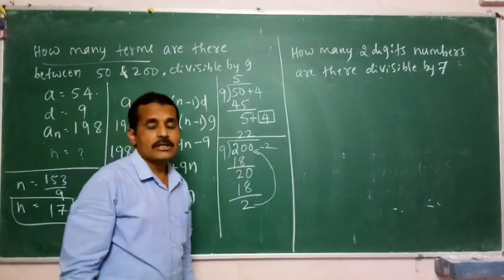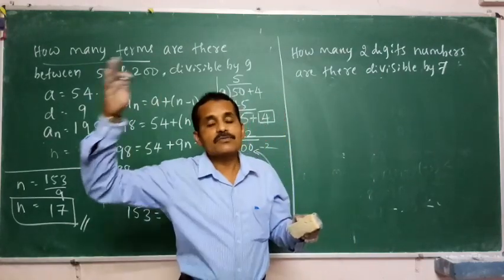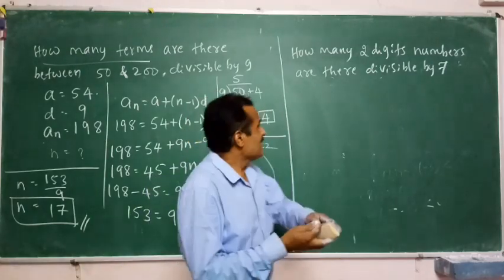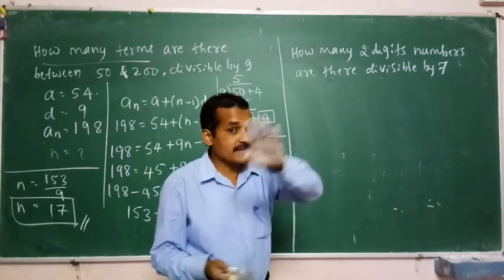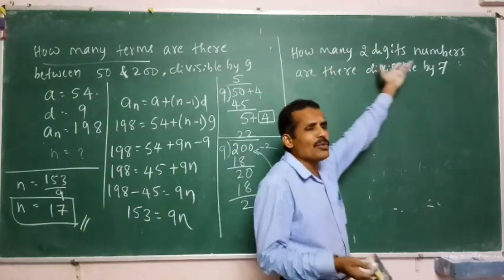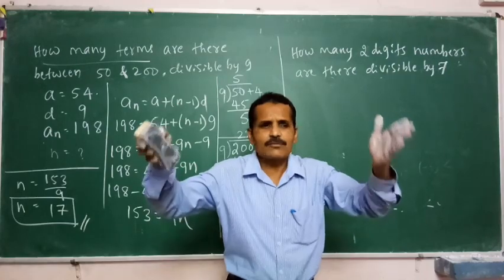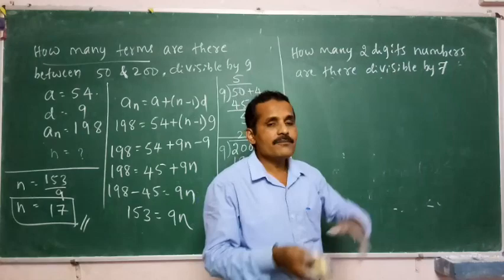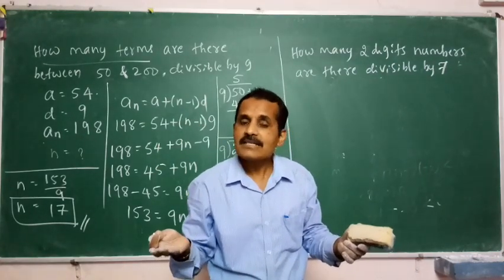Two-digit numbers. A two-digit number starts from 10 and ends with 99. I have to find the number which is slightly greater than 10. See, here the range is given 50 and 200, but now for two digits, the range is 10 and 99. So after 10, which is the number divisible by 7? And just less than 99, which is the number divisible by 7?